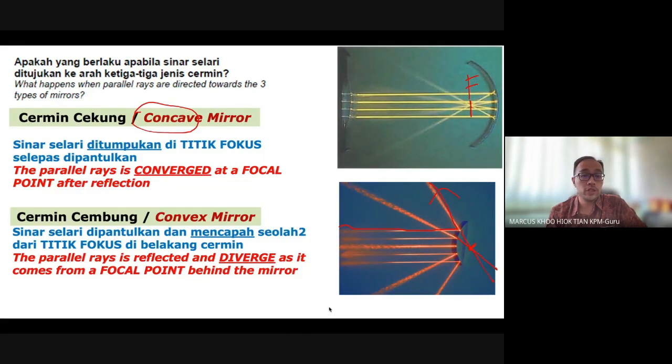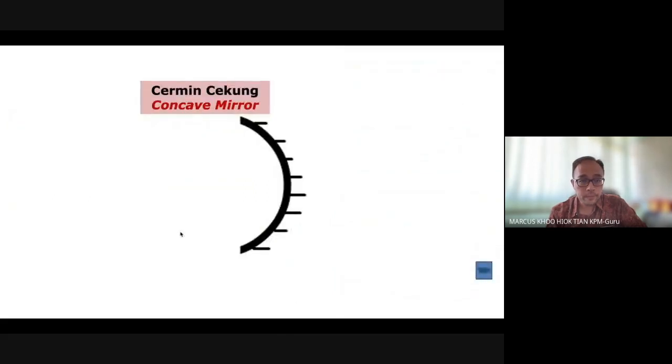So let's do the drawing for this. Let's start with the concave mirror drawing and identify the important things. First of all, the middle line, as we know from yesterday, is called the same thing, the principal axis. The principal axis.